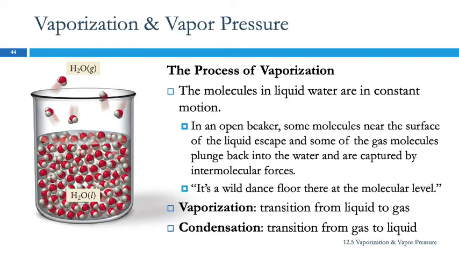So vaporization is the transition from a liquid to a gas, and the opposite transition is called condensation. That's going from a gas to a liquid. So we're going to look at what happens during vaporization. Here we have an illustration of a beaker. We've got all these little Mickey Mouse water molecules in here, and they're moving around because they have some kinetic energy.